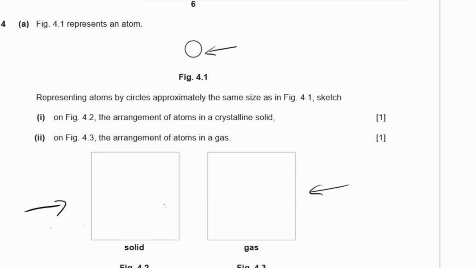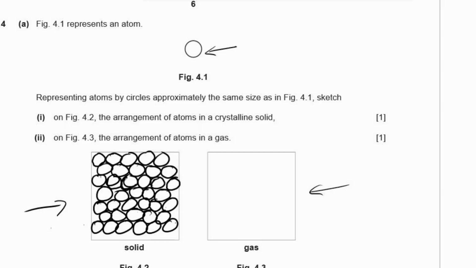Let's begin with figure 4.2. What we're going to do, try and get them roughly the same size as that one. So there we go, there's our atoms in a crystalline solid. All the atoms are jammed in closely together, they're tightly packed, and they're all touching. Now, gas, much easier to do. There's an atom, and there's an atom, and there's an atom. Problem solved. So that's our atoms in a gas and atoms in a crystalline solid. 1 mark for each of those.